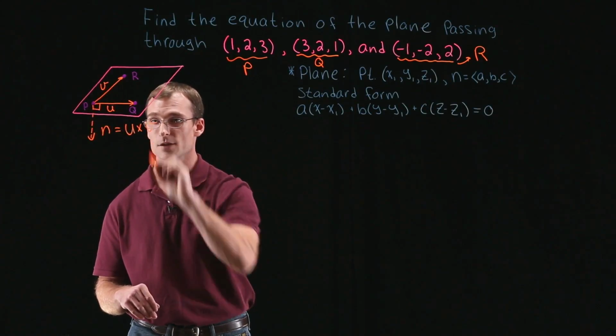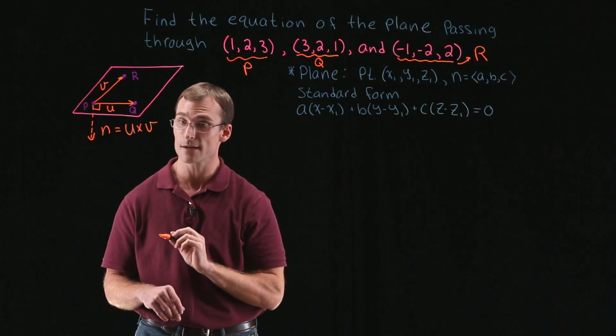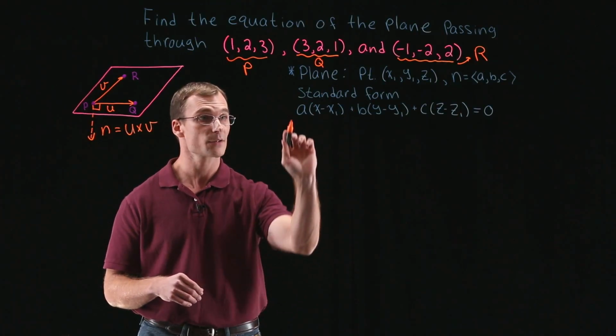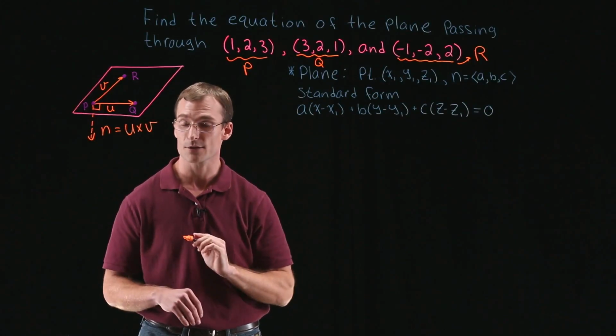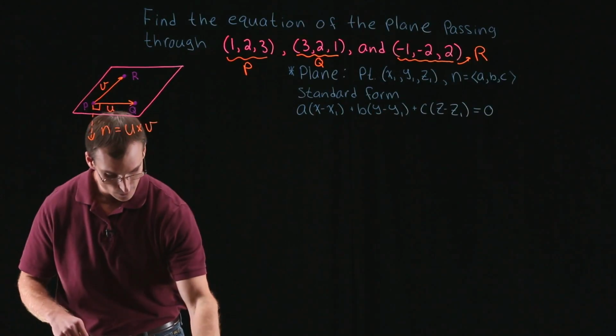So that's what we're going to do. Start by taking the cross product of U cross V to get our normal vector n, and once we get n, that's going to give us our A, B, and C, and then we can pick whatever coordinates we want to plug into the rest of the formula. So let's take a look at that.